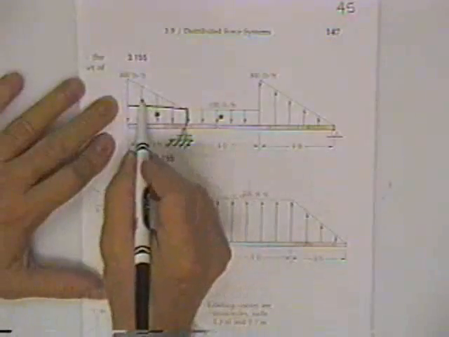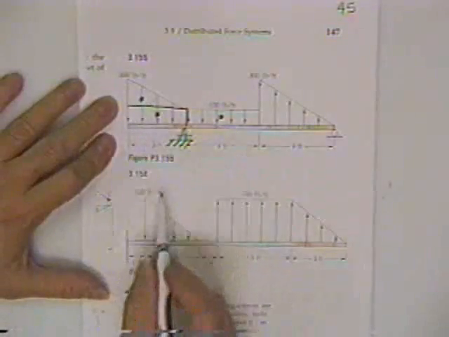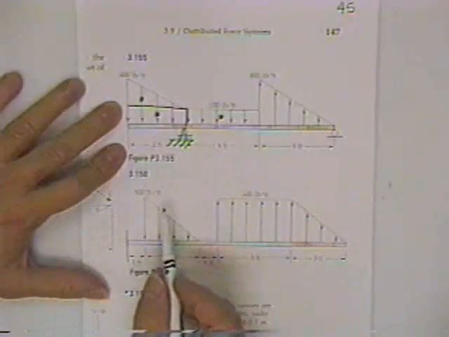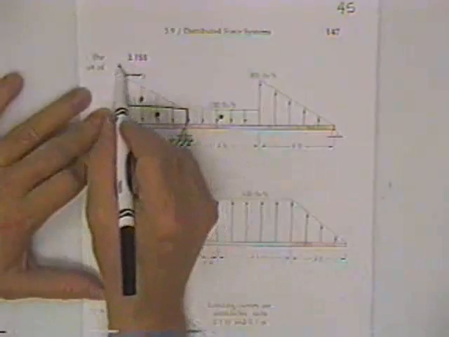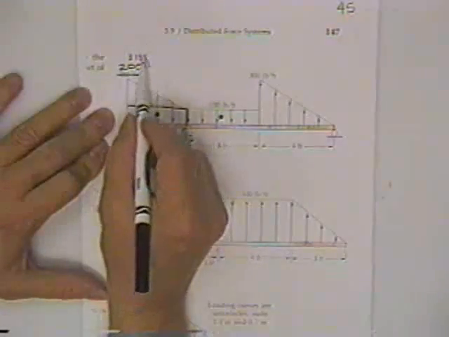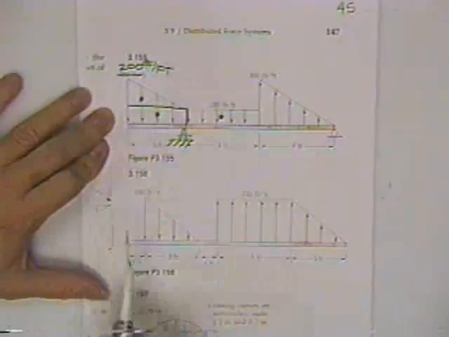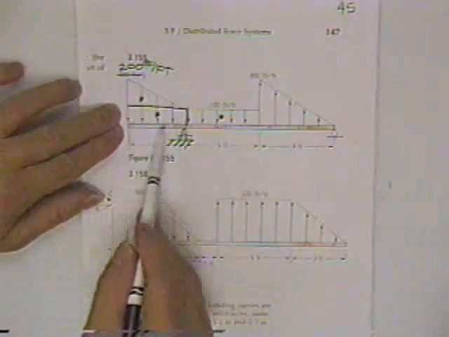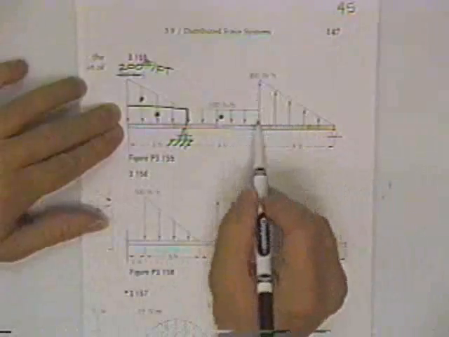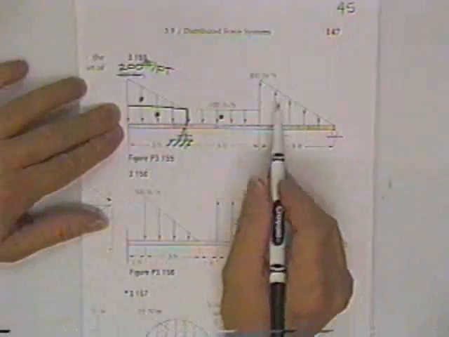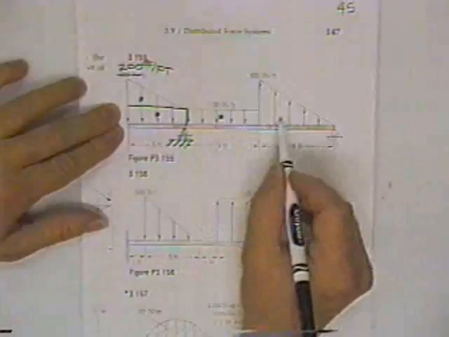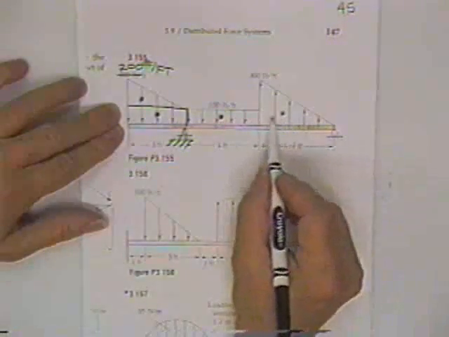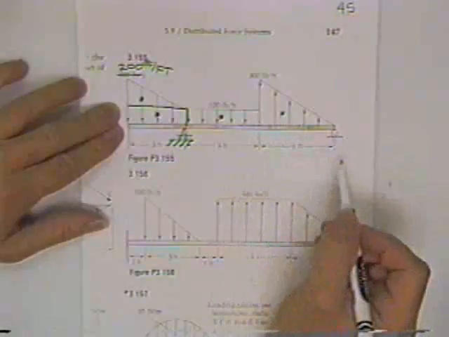The centroid of a triangle is 1/3 of the distance from the fat end of the triangle, and this is now 200 pounds per foot. The reason being, we've already accounted for the 100 pound per foot as a rectangle. And you'd have to be careful. Notice this one's pointing up, so it will be pulling up. Here's the centroid of that triangle. It is 1/3 of the base from the fat end.